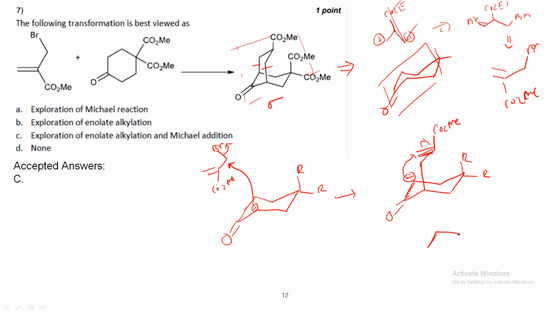Now again, a second annulation followed by Michael addition would lead to formation of this 6,6 bicyclic system like this. So here you can see first is this alkylation, and then this 1,4 methylation. That's why both alkylation and methylation are explored in this particular thing. So that's why the right answer would be this.